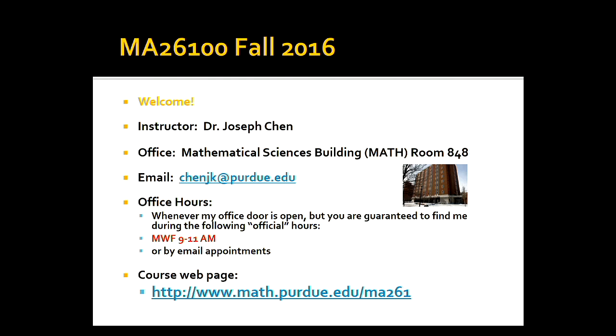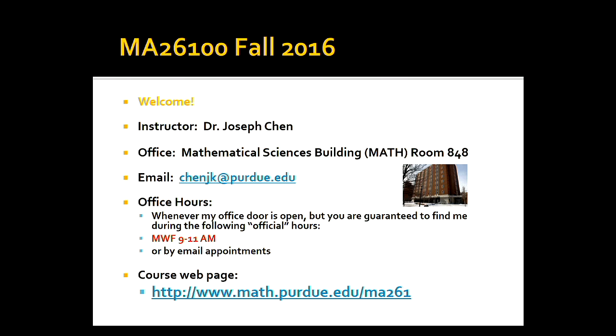My office is in the Mathematical Sciences building. It's abbreviated MATH, M-A-T-H, room 848. My email is chenjk@purdue.edu. Office hours, officially Monday, Wednesday, Friday, 9 to 11 a.m. But basically, whenever I'm in my office with my door open, you are free to come in and talk to me and ask questions. If you want to see me and you want to make sure I'm there and it's outside my official office hours, send me an email. Let me know when you prefer to meet, and I'll try to arrange my schedule to meet with you.